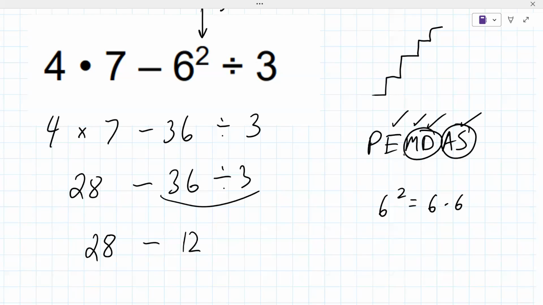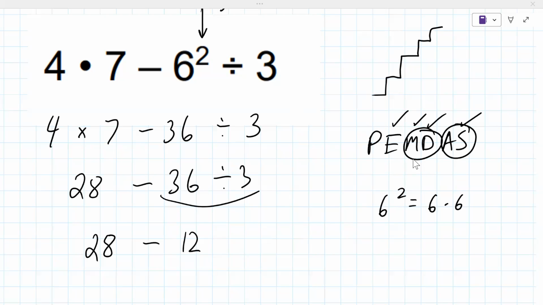I think I heard 12, or maybe you're still working that out. Give me the final thing here. Oh, so 28 minus 12. It's 28 minus 12.